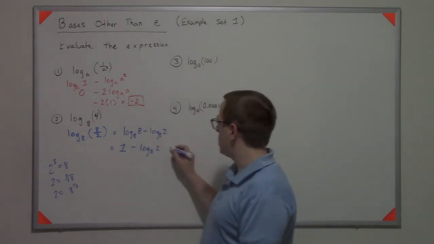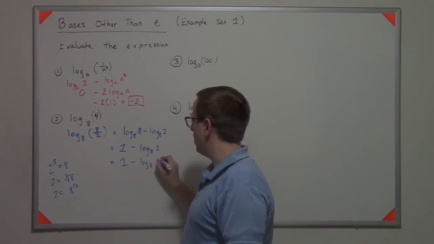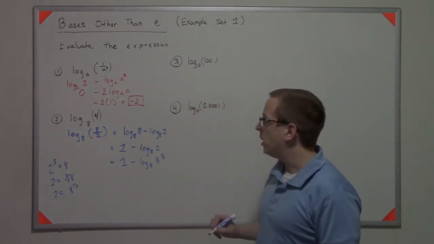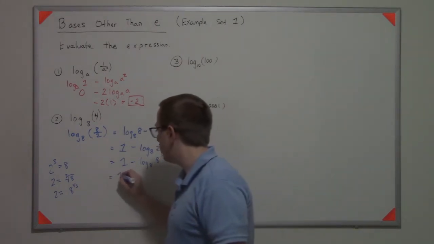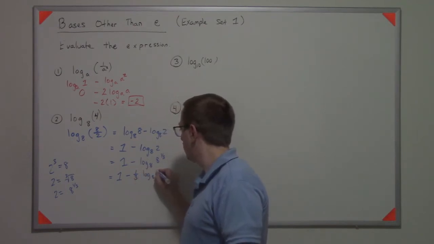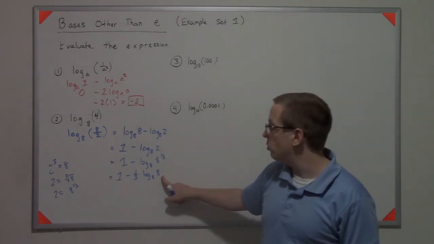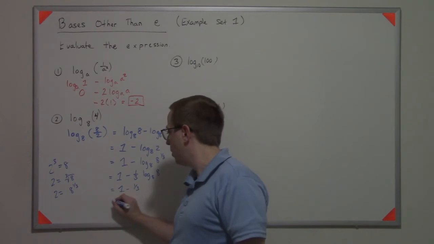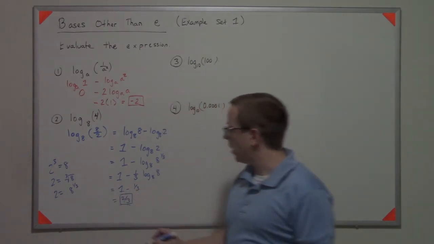So that means we have 1 minus log base 8 of 8 to the 1/3 power. Again, we can use the power rule for logs to bring that to the front. We find that when the base and the argument agree, you just get a 1. So this is 1 minus 1/3, which is 2/3. Okay, so that's one way to do it.